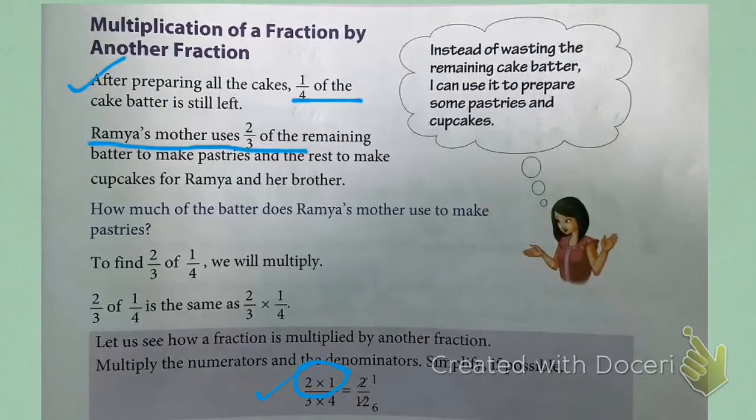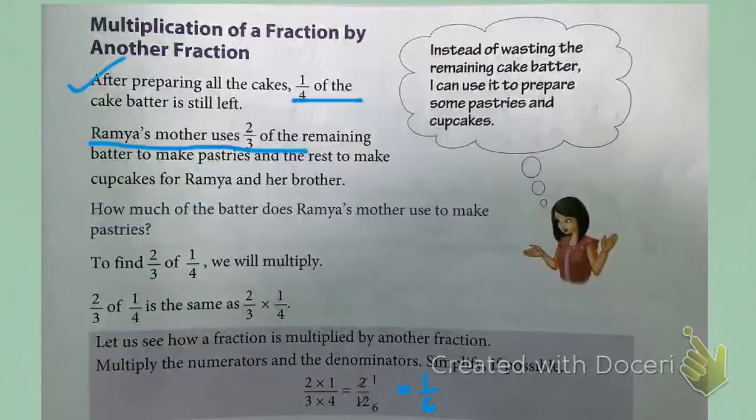numerators. So 2 into 1 will become 2 and 3 into 4 will become 12. Now 2 upon 12 can again be reduced. 2 comes in 2's table 1 times and 12 comes in 2's table 6 times. So your answer will be 1 upon 6. Okay, students, so your answer will be 1 upon 6.